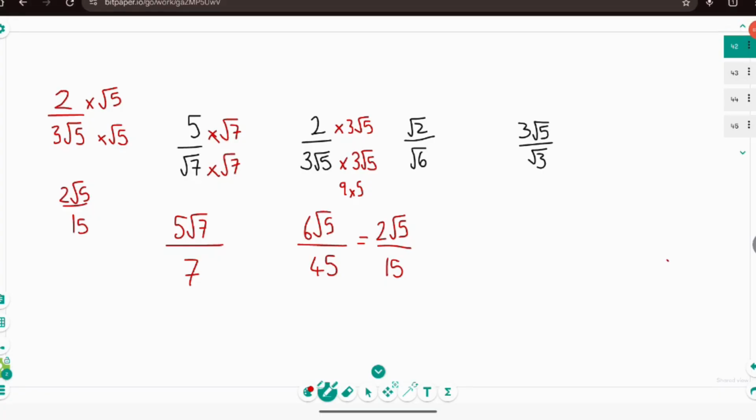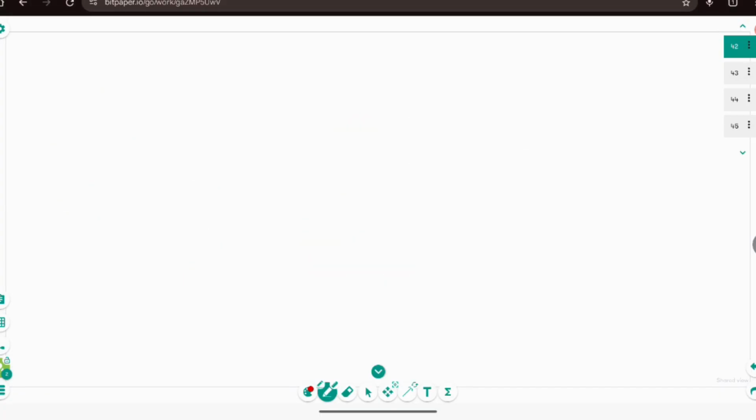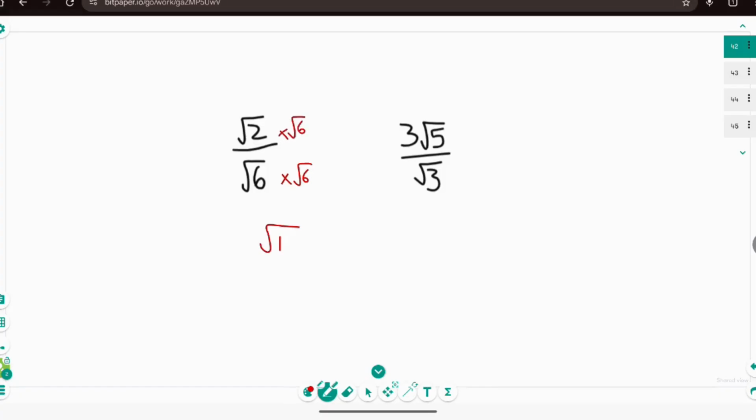Just make some space on my board and we'll look at these last two questions. So let's rationalise the denominator here. Multiply by root 6, multiply by root 6. Root 2 times root 6 is root 12. Can actually simplify that, I'll come back to that in a minute. Root 6 times root 6 is 6. So don't forget, always look, can I simplify?